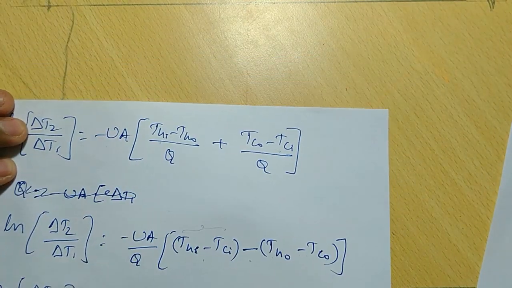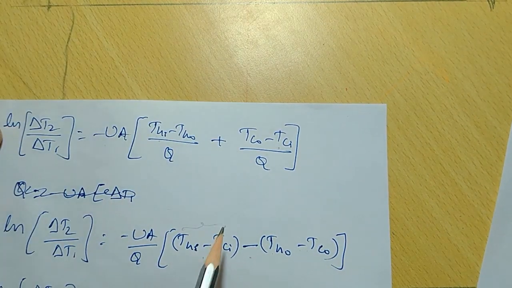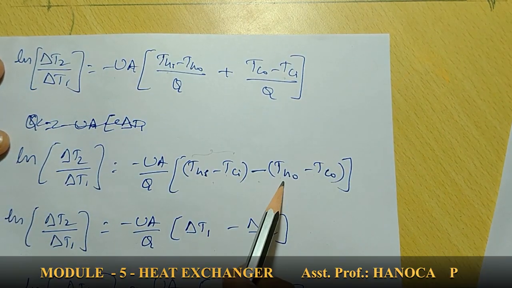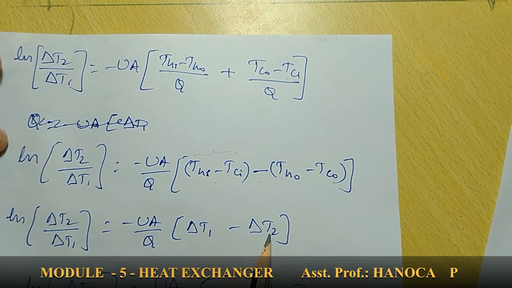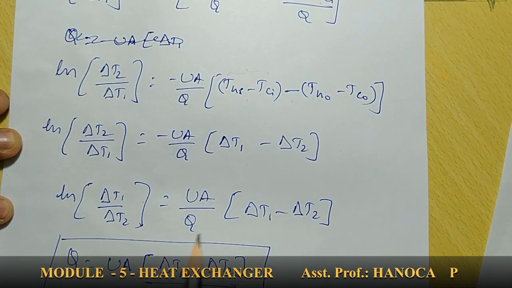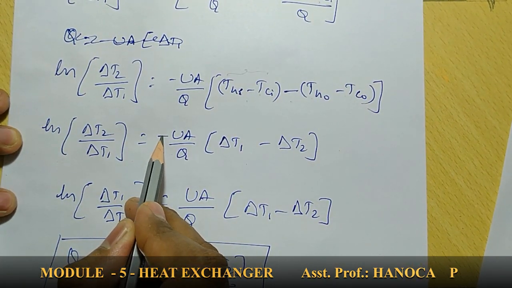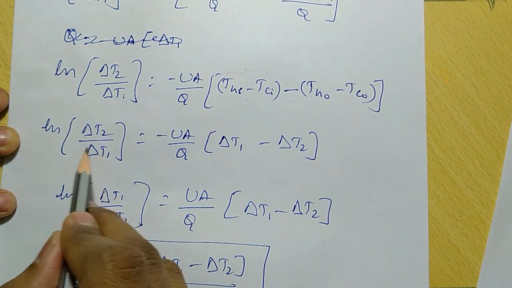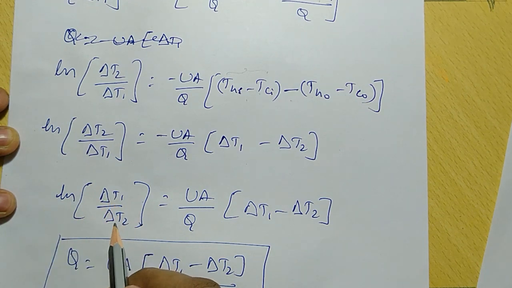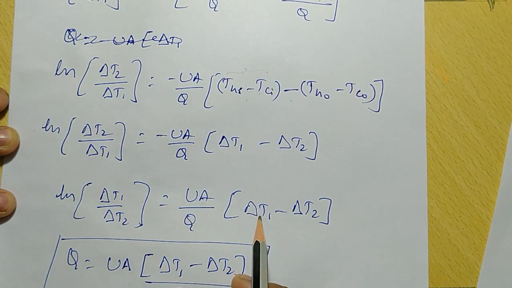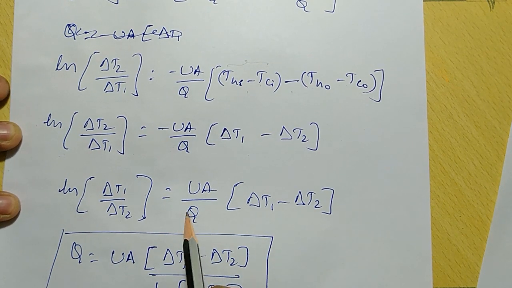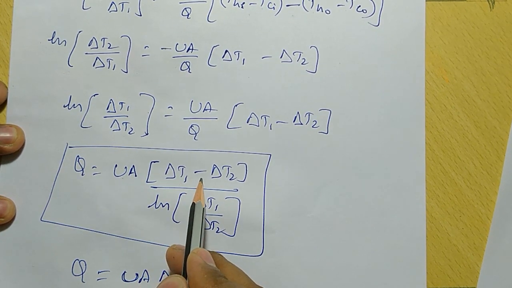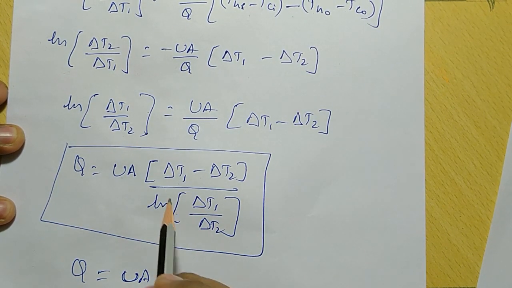To obtain that one, I rearranged this term. Now I am writing that one. THI minus TCI is delta T1, and TH naught minus TC naught is delta T2. Now the next: here a negative sign will be there. If you convert negative to positive, delta T1 goes to the numerator: ln delta T1 divided by delta T2, UA by Q, delta T1 minus delta T2, or Q is equal to UA delta T1 minus delta T2 divided by ln delta T1 by delta T2.